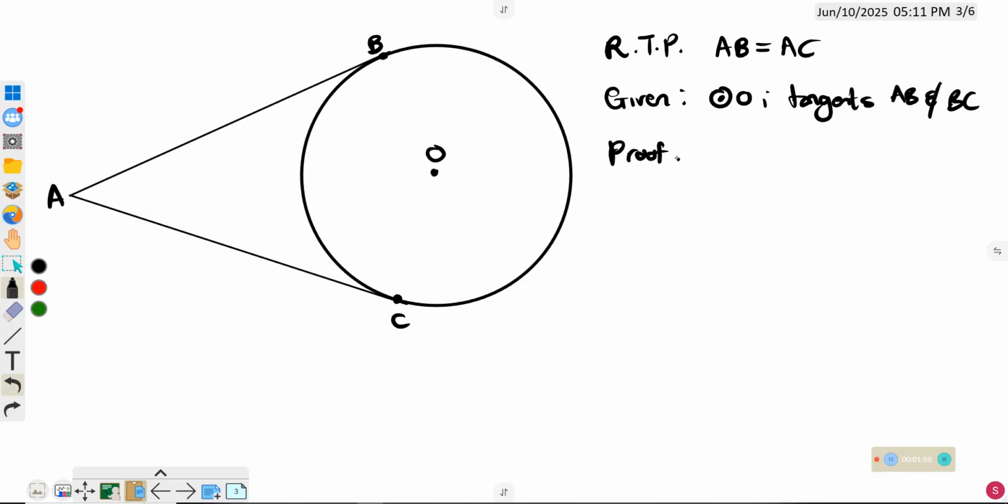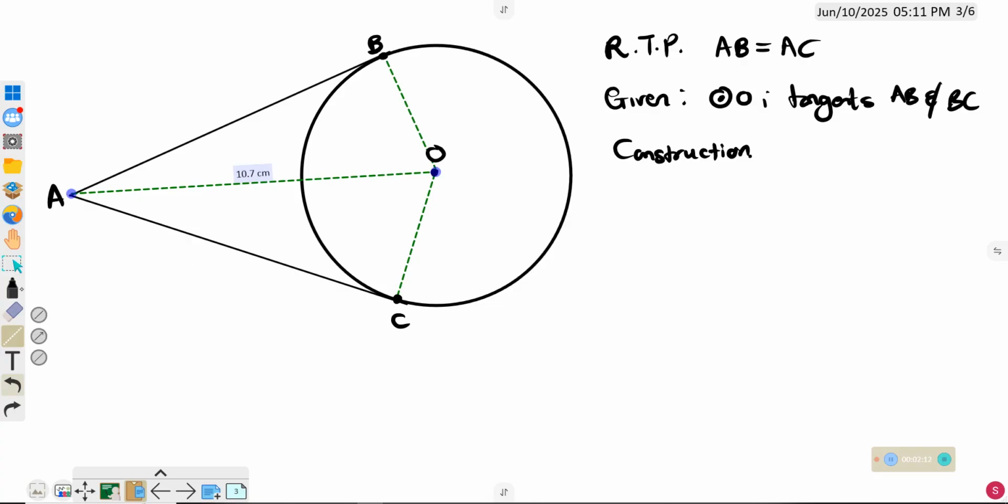Oh, I'm skipping a step. Every proof should come with the construction. Can you guess what we construct? We are going to construct two radii first. Let me not use solid lines. We construct this, we construct that, and then lastly we join OA. So we constructed OB, OC, and OA. From there we go for the proof.